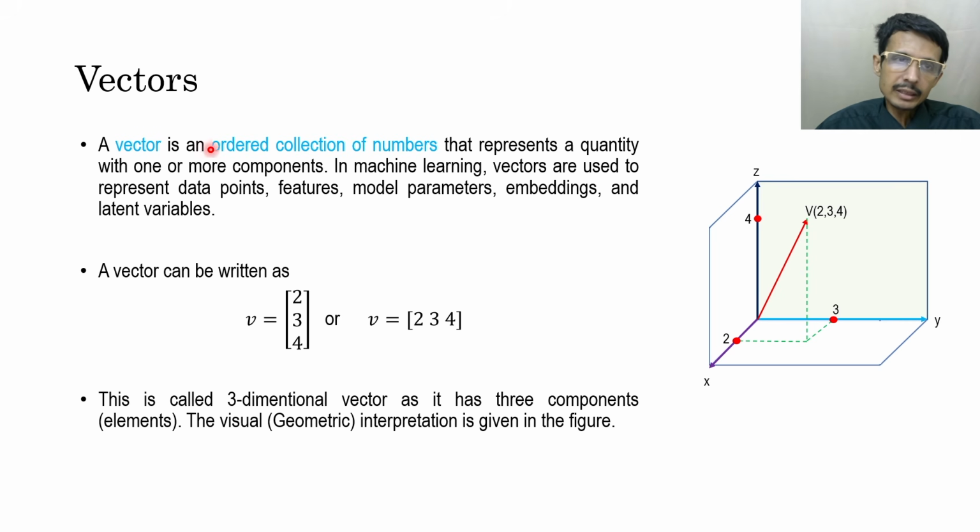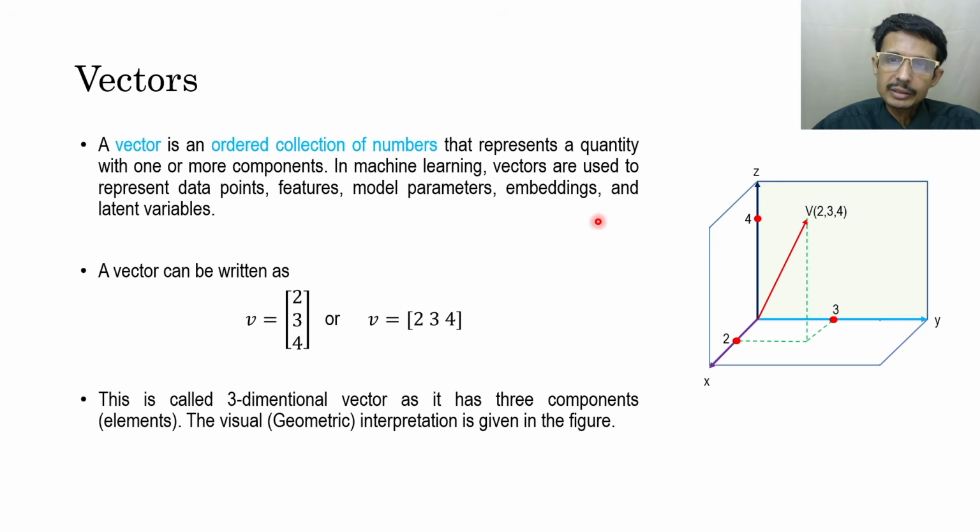Now a vector is an ordered collection of numbers that represent a quantity with one or more components. In machine learning, vectors are used to represent data points, features, model parameters, embeddings, and latent variables, and so on. Now, as a whole, what do we mean by vector? Vector is basically an ordered collection of numbers.